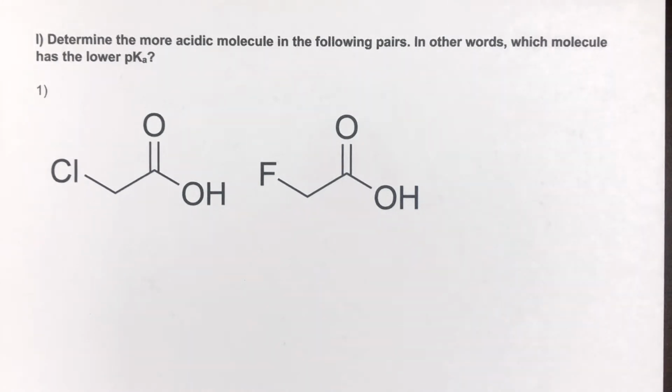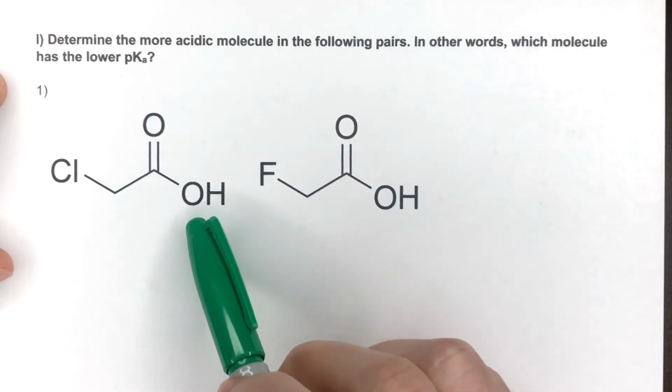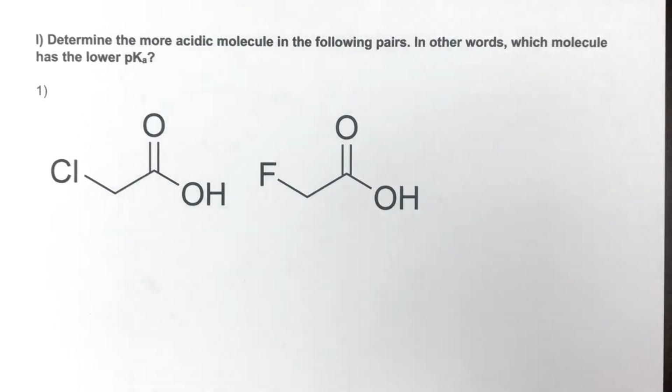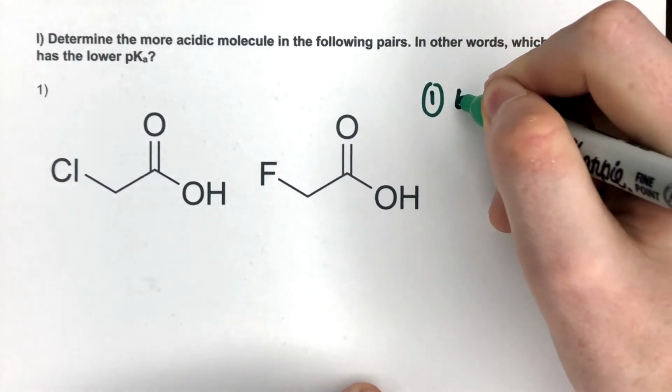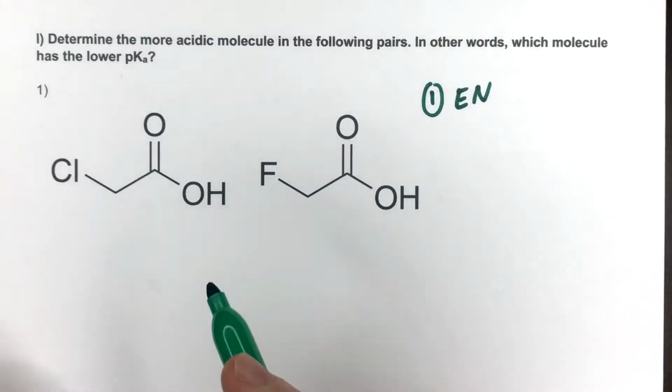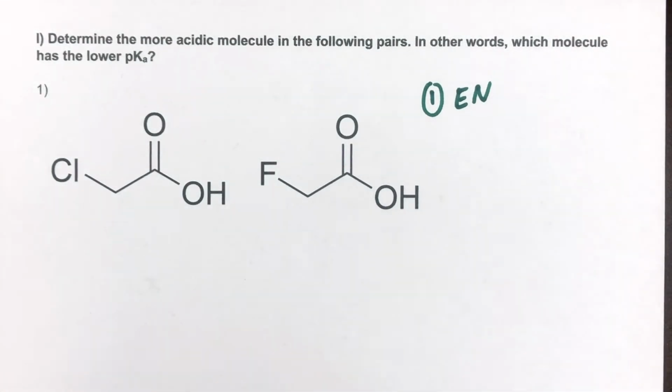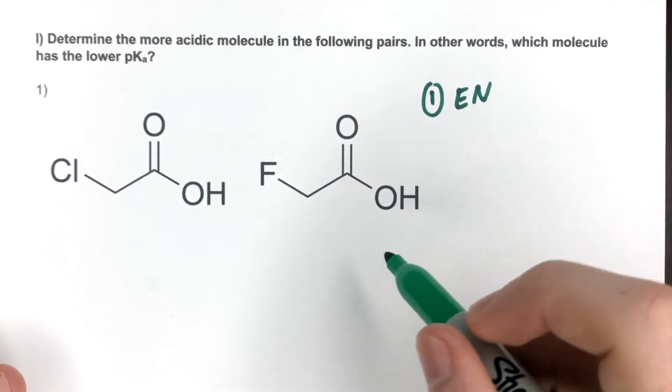So here we have a carboxylic acid, and we can go through our factors. First, the electronegativity of the atom bound directly to the proton. That is this oxygen. That oxygen is the same, so in terms of electronegativity, they are the same. Both of these have an oxygen bound directly to the hydrogen.